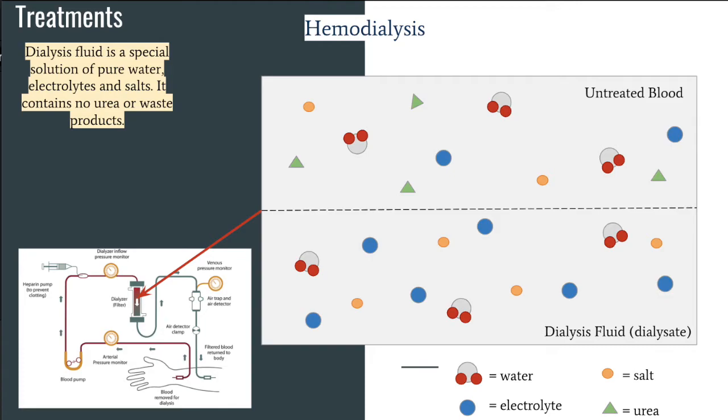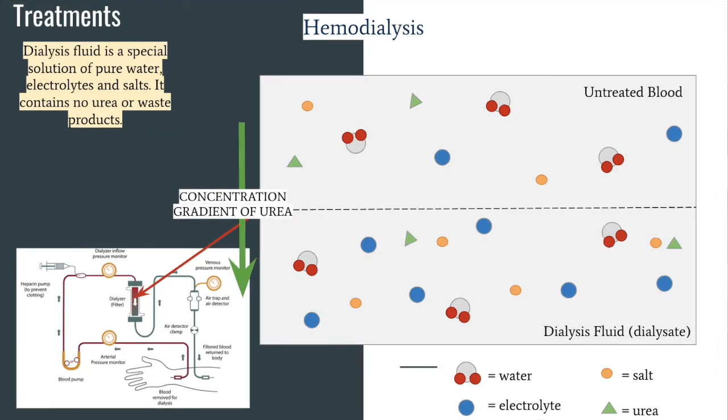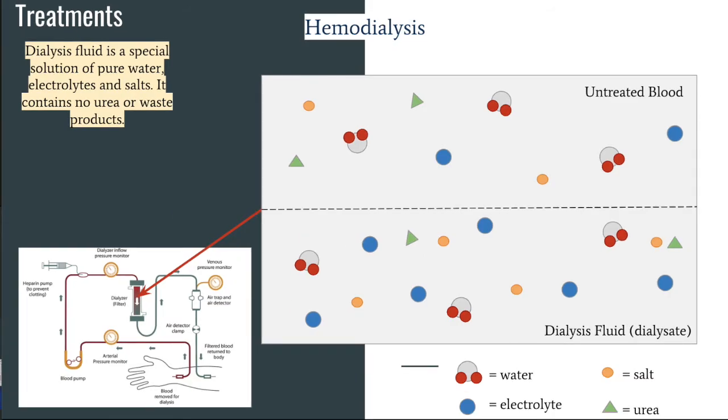Notice that the untreated blood has the presence of urea. Urea is going to be that waste, that toxin that we are trying to remove out of the bloodstream. Then notice that the dialysis fluid has no presence of urea. This difference in concentration establishes a concentration gradient, going from an area of higher concentration to an area of lower concentration. That means that this concentration gradient of urea is going to flow from the untreated blood into the dialysis fluid. This helps actually remove those toxins from the blood into this fluid. This diffusion helps remove those toxins outside of the blood without using any energy.